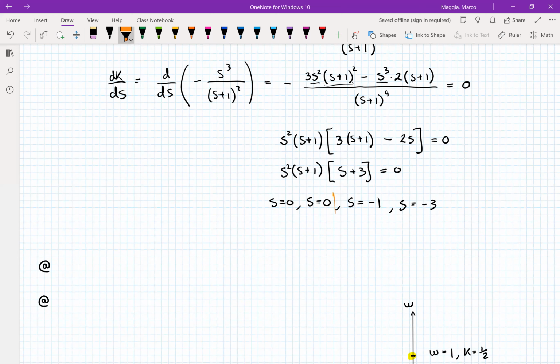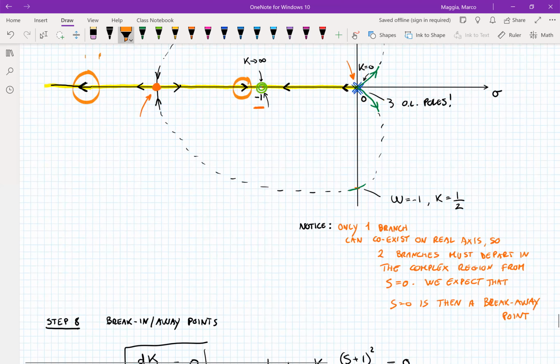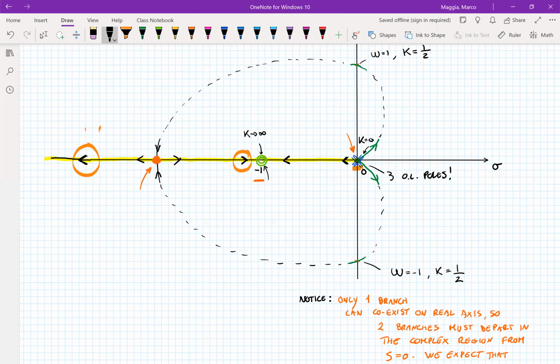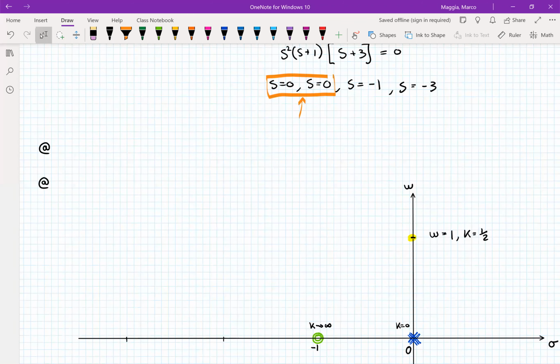So we were expecting s equals 0 to be a breakaway point. And here you see it has multiplicity 2, because at 0 we have 3 branches that need to stem from 0. So the multiplicity is 3 minus 1, 2. And the break-in point, which will be over here, is going to have multiplicity equal to 1, because there are only 2 branches coming in. So multiplicity is equal to the number of branches minus 1. And that value is minus 3.